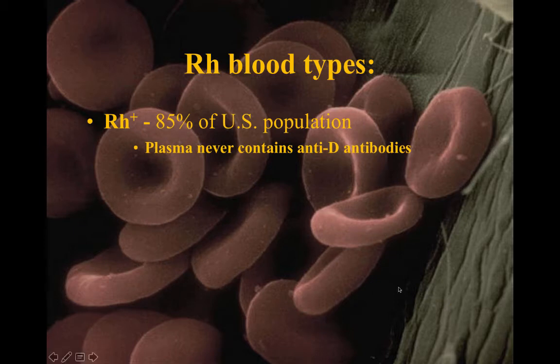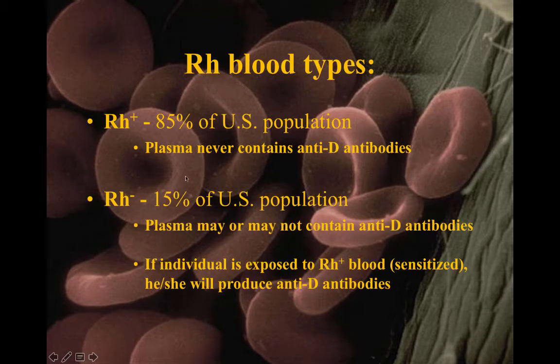So approximately 85% of the U.S. population is Rh positive. Plasma never contains anti-D antibodies. The Rh negative group is 15% of the U.S. population. Plasma may or may not contain anti-D antibodies. So if the individual is exposed to Rh positive blood or sensitized, then, like I was saying previously, he or she will produce anti-D antibodies. Without that exposure, an Rh negative person would not have anti-D antibodies.